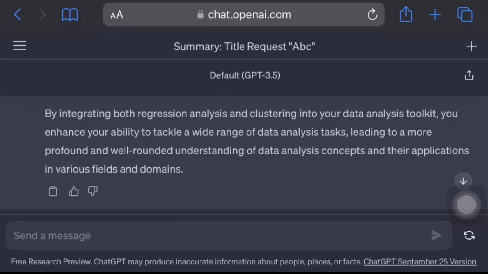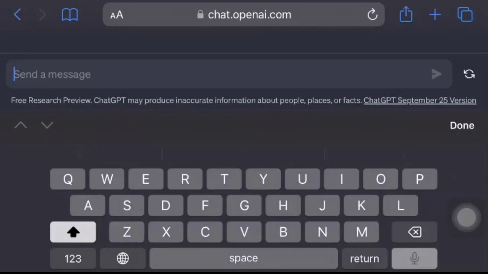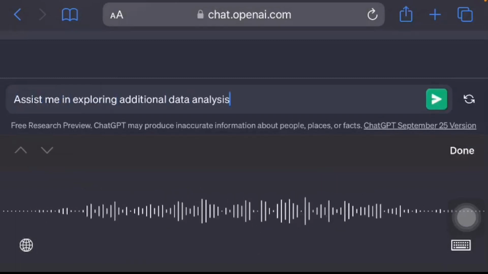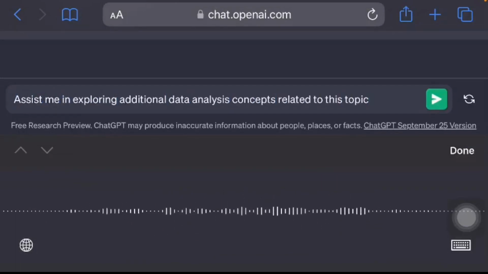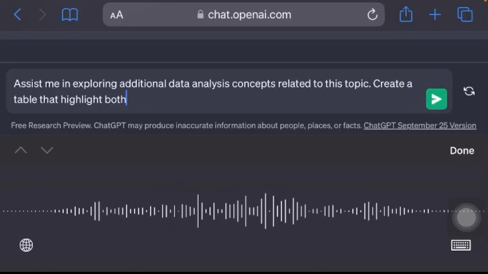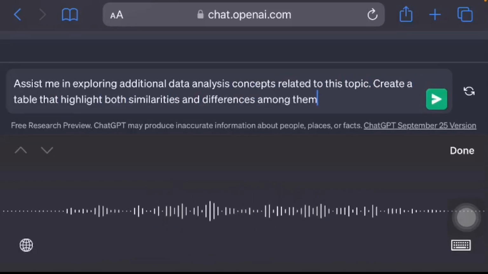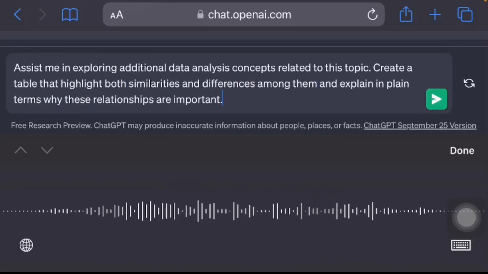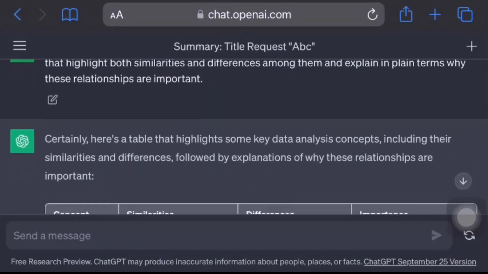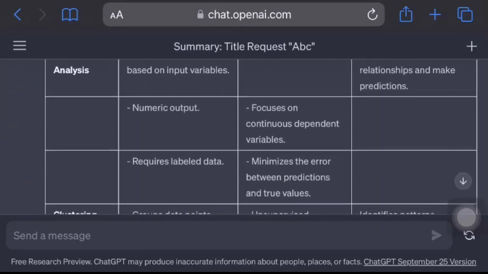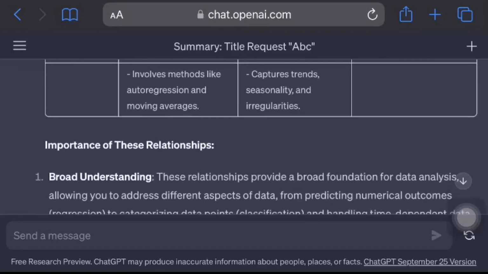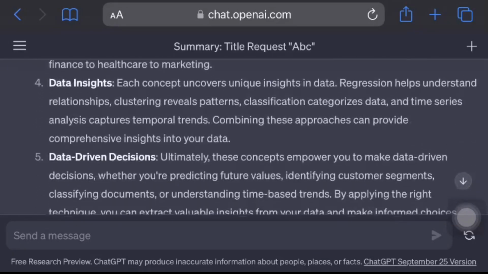But what if you find yourself unsure of what elements to compare? Here is an alternative prompt to kickstart the process. Assist me in exploring additional data analysis concepts related to this topic. Create a table that highlights both similarities and differences among them and explain in plain terms why these relationships are important. This approach encourages a comprehensive exploration of data analysis concepts and their connection, ensuring that you get the bigger picture of the field.